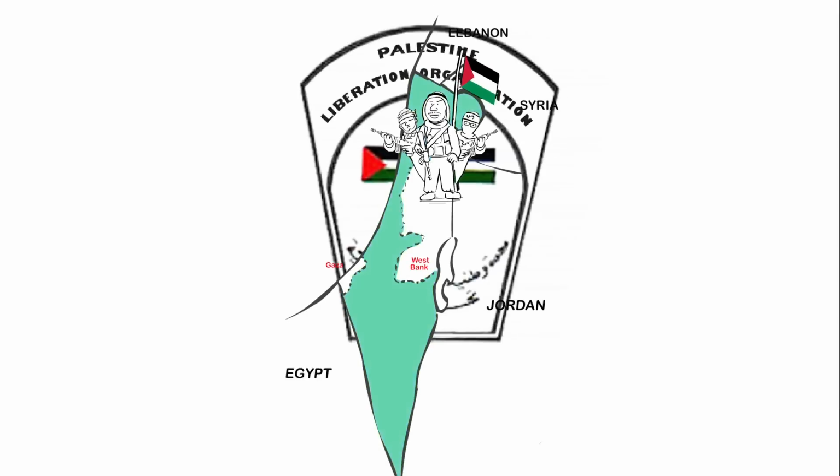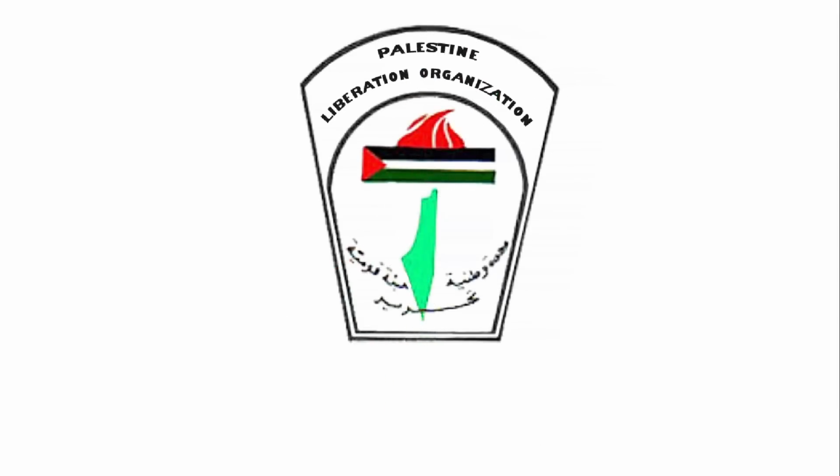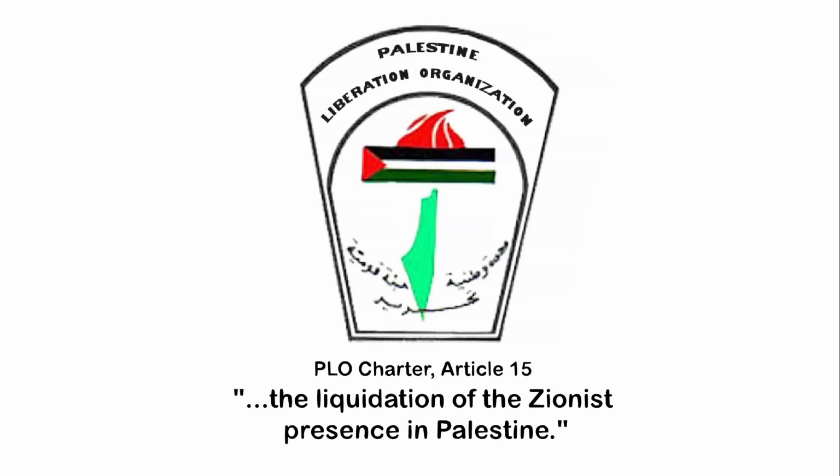The PLO emblem gives us the answer. The PLO was created to remove by force the entire state of Israel from the map of the Middle East, a goal clearly stated in their charter. This goal was not new. The PLO was continuing a long Arab history of saying no. No to the national self-determination of the Jewish people. No to recognizing the Jewish ancestral homeland. Let's take a look at the history.